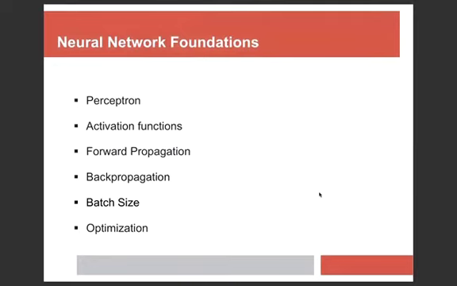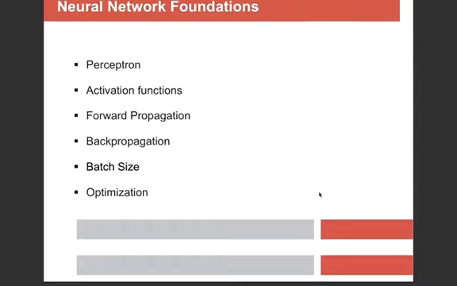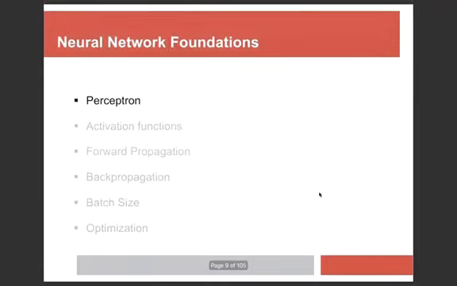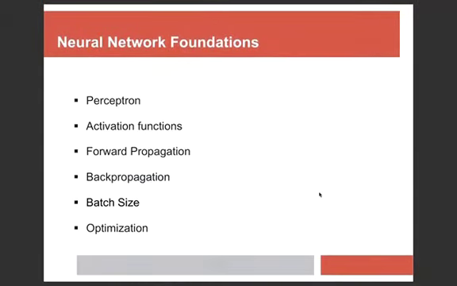In the following, we will talk about foundations in the neural network. The first is the perceptron, also called a neuron unit. And then we will talk about the activation function. After that, we will introduce the forward and backward propagation algorithm. And then we will talk about the batch size and the optimizer that are used in deep learning.